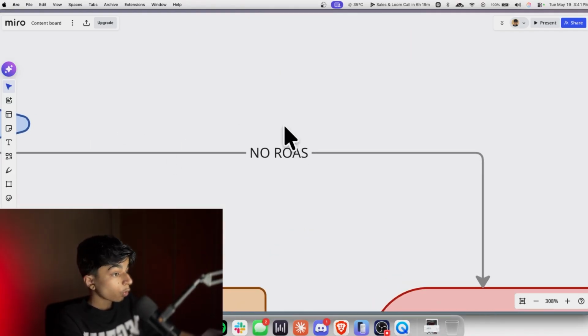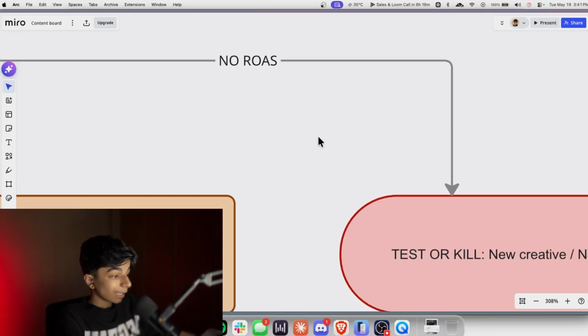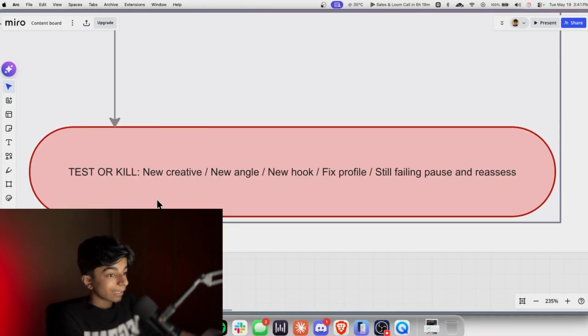And if you're getting no ROAS, you're barely breaking even, you need to be testing new creatives, new angles, new hooks, and most importantly, you need to be fixing your profile. A lot of people don't care about this and don't really look into it, but that's the most important thing. If you are sending all that traffic to a terrible profile and still thinking, why am I not getting qualified followers? Go fix your profile, bro. What are you doing? And yeah, I will make sure to make a video on this specific thing, going over how to fix your profile.